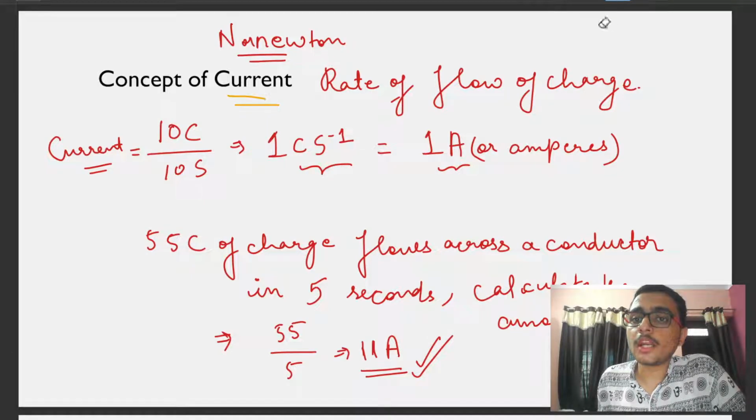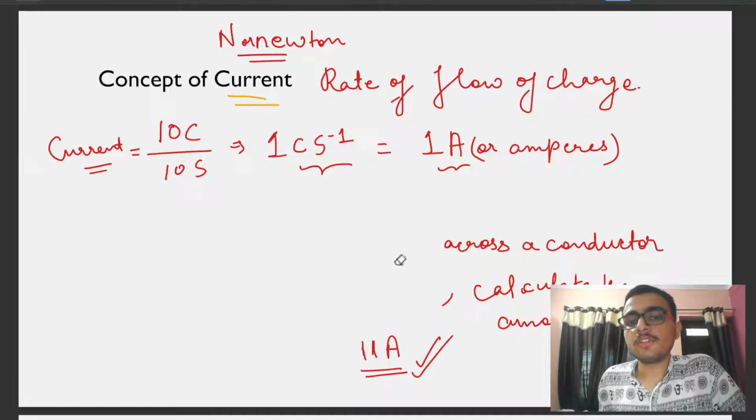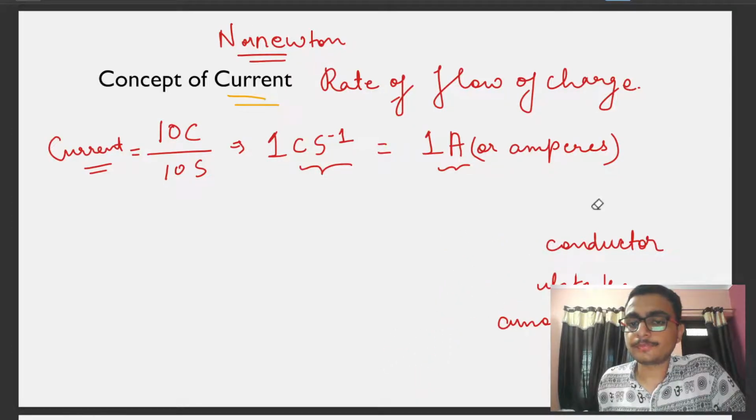Now this is what I told you, I just told you the definition. Current is defined as the rate of flow of charge. Now, what is the direction of this current? Tell me.